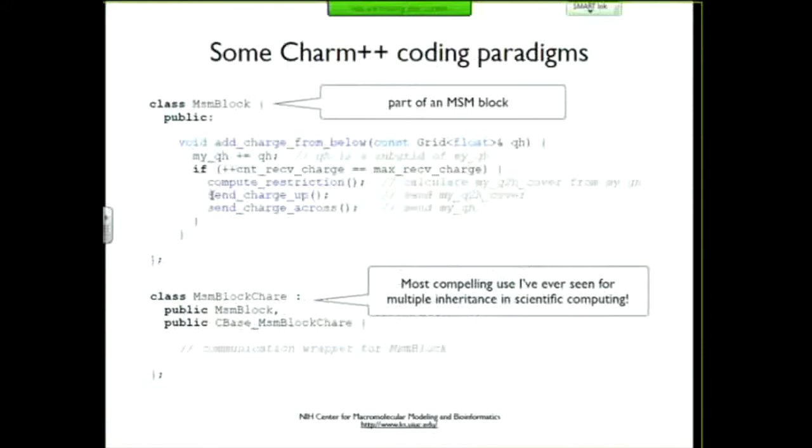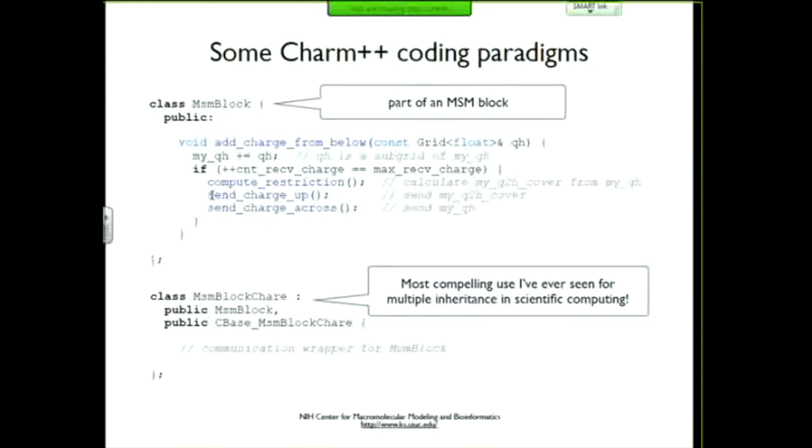So just some quick Charm++ coding paradigms here that are involved with this. The idea is that we'll have these things that look like entry methods here. We're going to be getting parts of some subgrid, and then we're going to add that subgrid into the grid that we're holding. As we're receiving parts of these grids, we've just got a counter, and we know that we're receiving some number of contributions that's known in advance. And when we receive all our contributions, we'll go ahead and compute the restriction and send the charge up, and also then send the charge across.